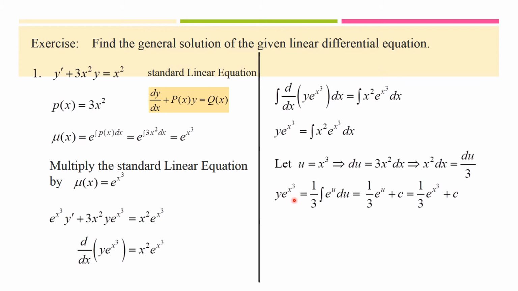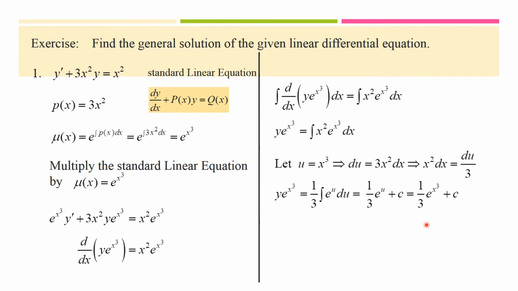y e to the power of x cubed is equal to, now x squared dx being replaced by du over 3, and e to the power of x cubed now becomes e to the power of u. Now the integration of e to the power of u is still e to the power of u, and therefore y e to the power of x cubed is equal to 1/3 e to the power of u plus a constant c. Resubstitute u as x cubed, and therefore y e to the power of x cubed is 1/3 e to the power of x cubed plus c.